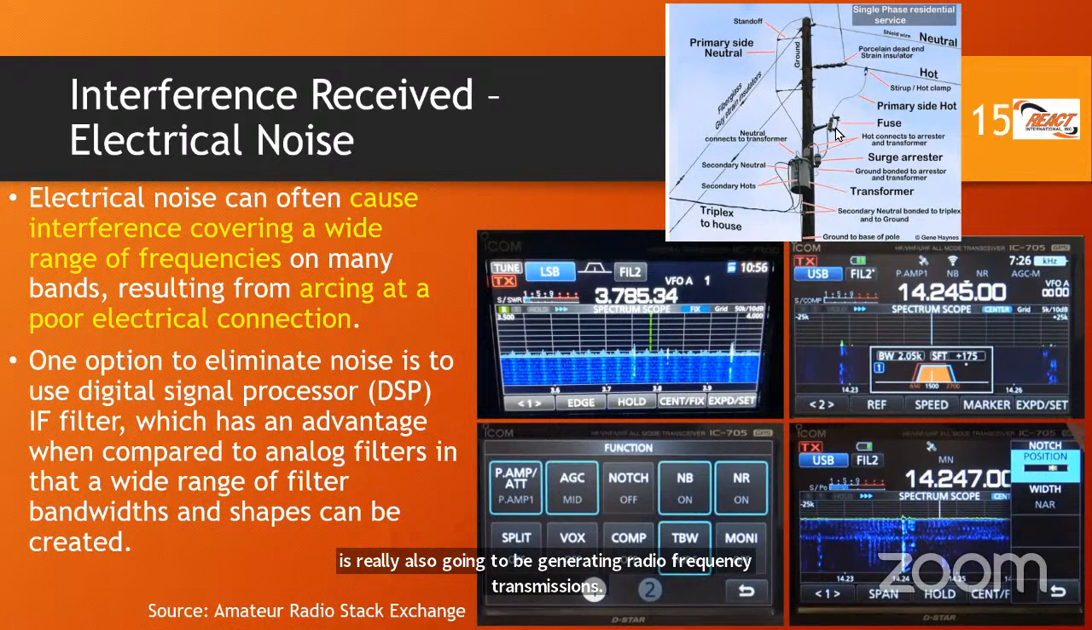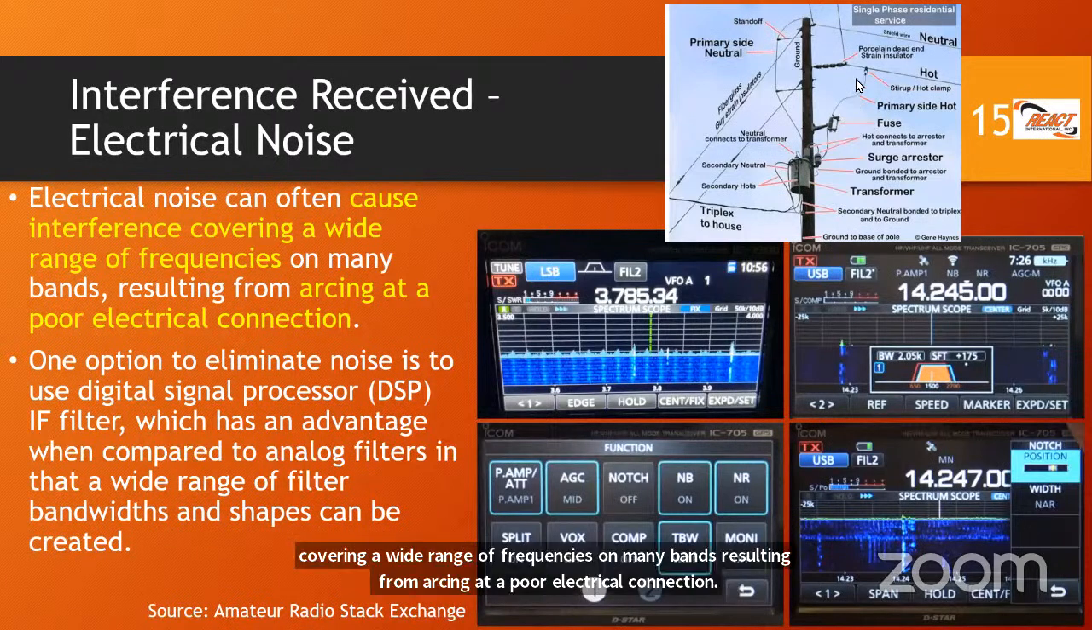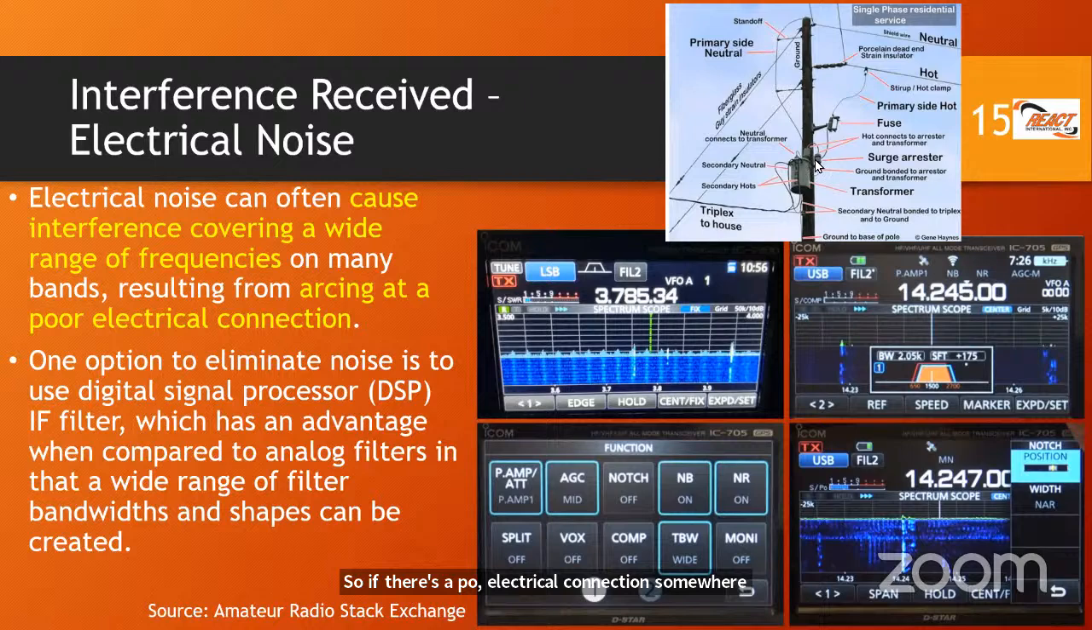So we need to be aware, and this is an exam question, that electrical noise can often cause interference covering a wide range of frequencies on many bands, resulting from arcing at a poor electrical connection. So if there's a poor electrical connection somewhere along the way, that arcing or sparking can create wideband noise. If you look at your radio, you'll see maybe on 40 meters, 80 meters, 20 meters, wideband noise, and you're wondering what's causing all of that noise.